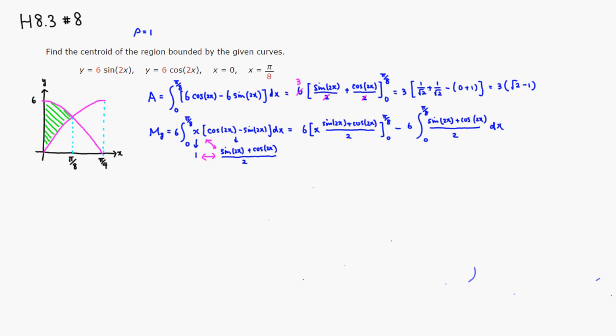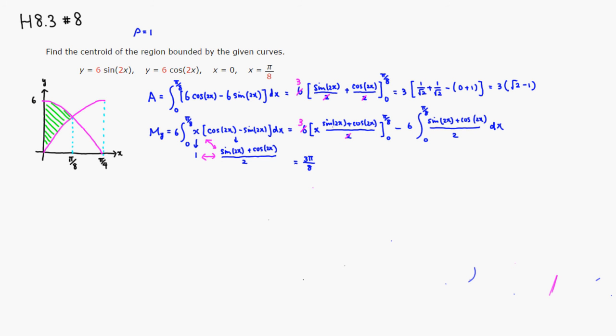Then let's simplify a bit. A 2 and a 6 cancel out, so you have 3 there. Then we plug in pi over 8, so you have pi over 8, then sine of pi over 4 is 1 over square root of 2, plus another 1 over square root of 2. So you have a 3 times pi over 8, so it's 3 pi over 8.